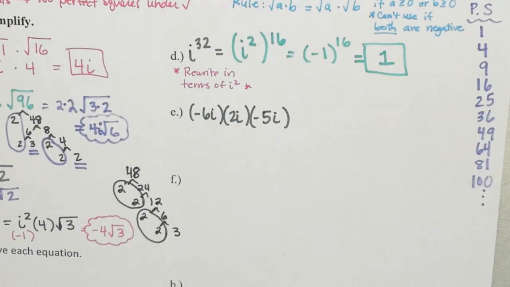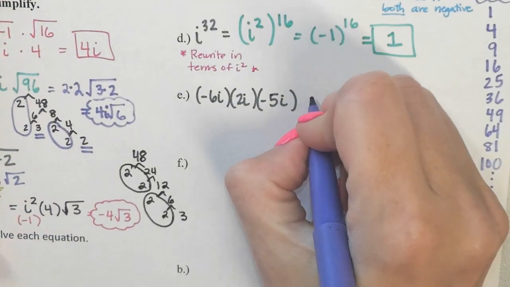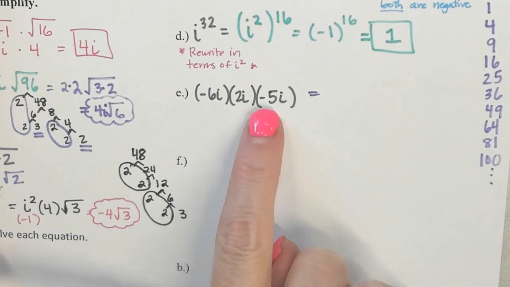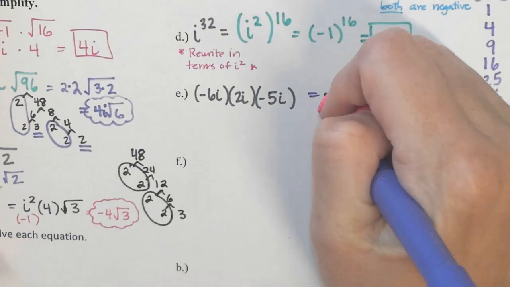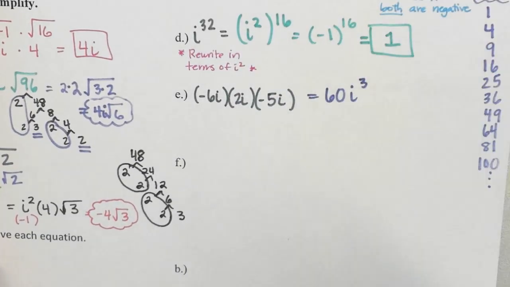All right, and then we're going to simplify this for E. So you have numbers and you have variables. All we're going to do is multiply the numbers together, multiply the variables together, and then we're going to simplify from there. So if I multiply the numbers, okay, I would do -6 times -5, because what's that? 30. 30 times 2, 60. And then how many i's do you have? 3. So i to the 3rd.